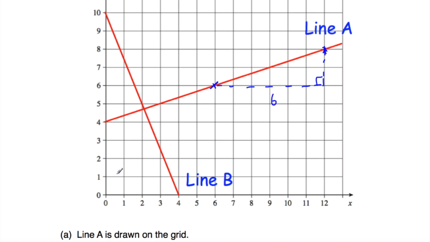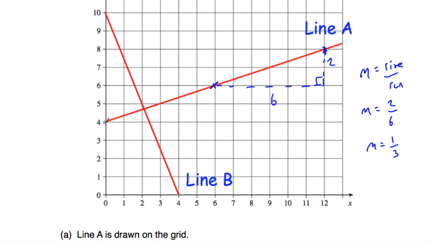And actually, it's quite a nice scale here. Each time we go across one line, it's 1 unit, so it is 6 little boxes in this particular case. In terms of the rise, we're going from a height of 6 to a height of 8, so the rise is 2. So the gradient m will be equal to the rise divided by the run. That's the rise, 2, divided by the run, which is 6. If we simplify this fraction, 2 over 6, we divide both the numerator and denominator by 2, and that's equal to a third. So the gradient of this line A is equal to a third.